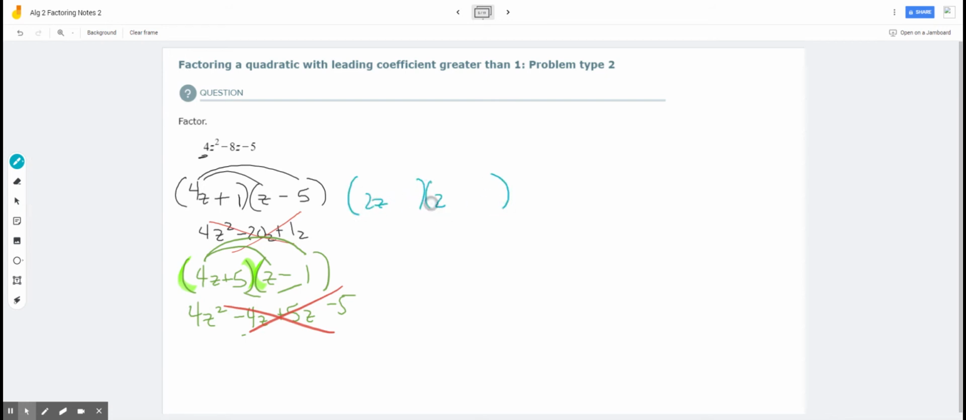2z and z and 1 and 5. See, we're basically trying the same thing. 2z, 2z, sorry. Wow, that's ugly. I'm rewriting that. 2z, 2z. Okay, let's check it. I'll put plus and minus because why not? 4z squared minus 10z plus 2z minus 5. And lo and behold, we guessed it that time.